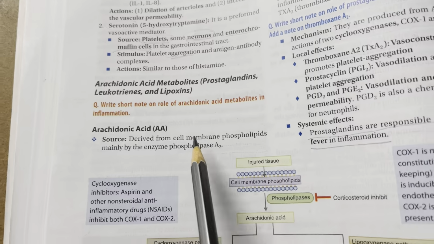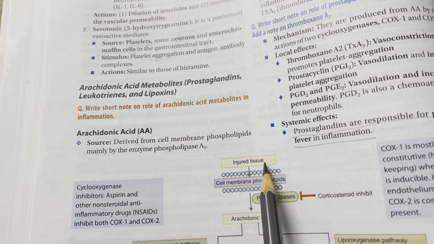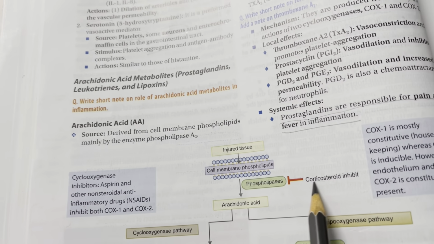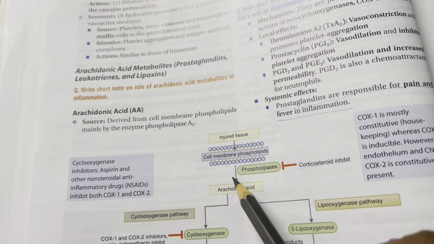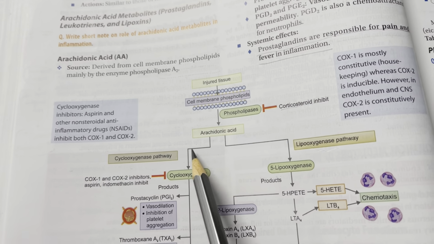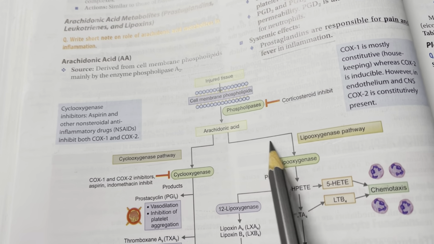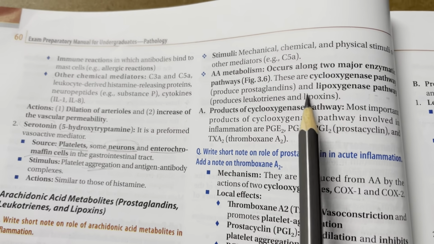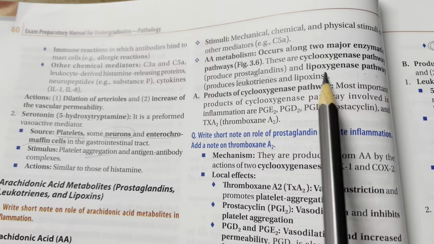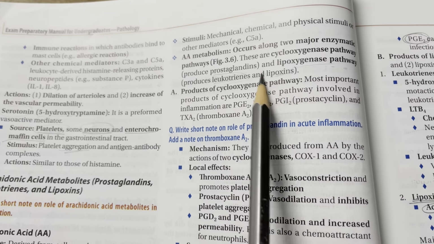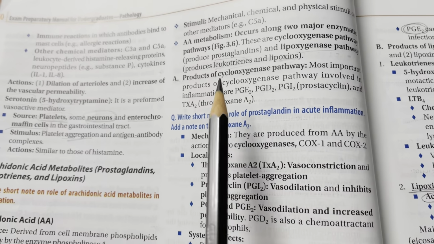Next, arachidonic acid metabolites. Arachidonic acid is mainly derived from cell membrane phospholipids by the action of the enzyme phospholipase A2. Corticosteroids inhibit this. Then it can enter one of two pathways: the COX pathway, that is the cyclooxygenase pathway, and the LOX pathway, the lipoxygenase pathway. The COX pathway produces prostaglandins, and the LOX pathway produces leukotrienes and lipoxins. Lipoxins, remember, inhibit inflammation, so we'll talk about that.